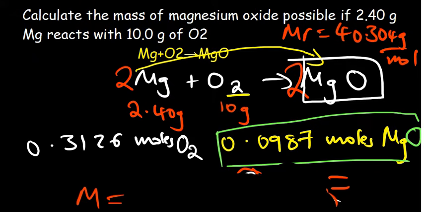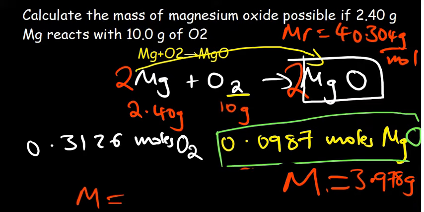So our mass, which is the product of the number of moles and molar mass, will give us 0.0987 multiplied by our molar mass. The mass is 3.978 grams.